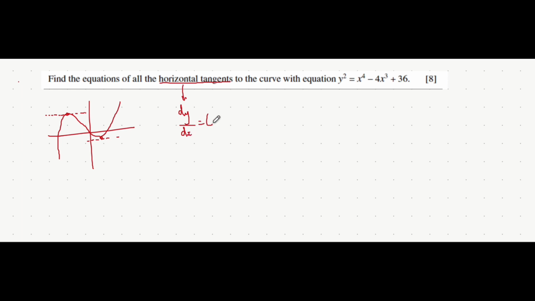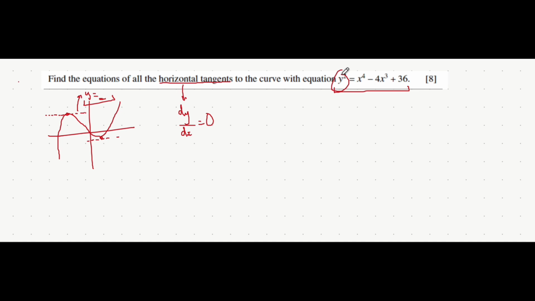And on top of that, we know that they're strictly horizontal lines, which means the lines are in the form y equals something. So we need to find all the equations of the line in this format. Like I mentioned here, we first differentiate, find dy/dx, and then make it equal to 0. So let's do that to the whole of this equation here.